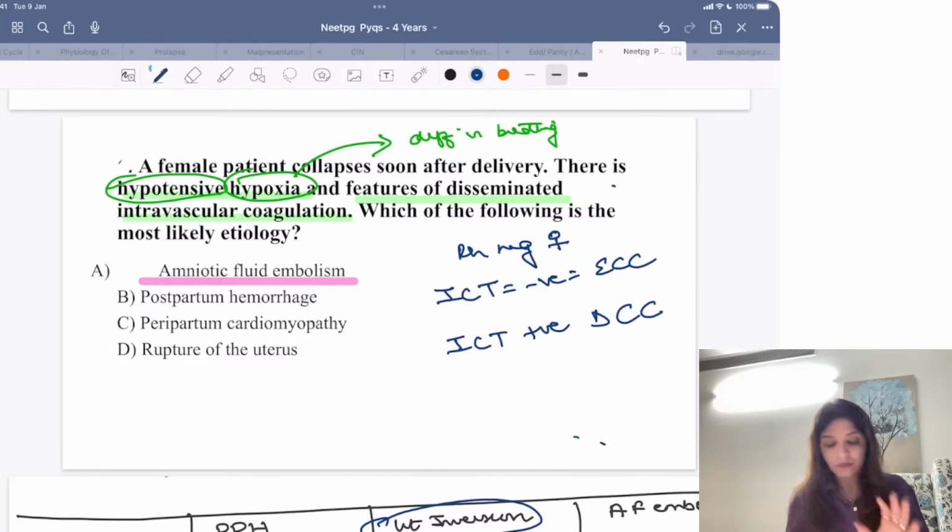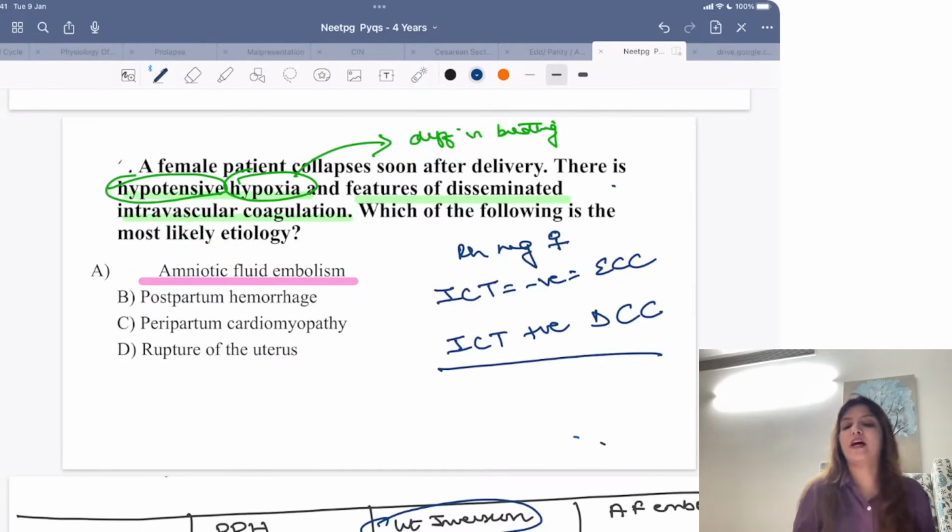Clear? So that is why if indirect Coombs test is positive, delayed cord clamping. If indirect Coombs test is negative, early cord clamping.